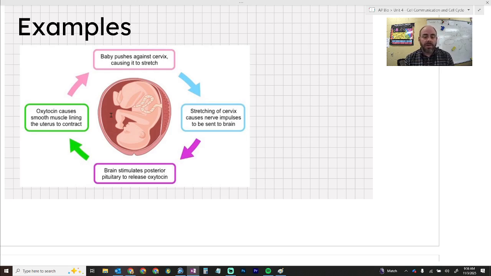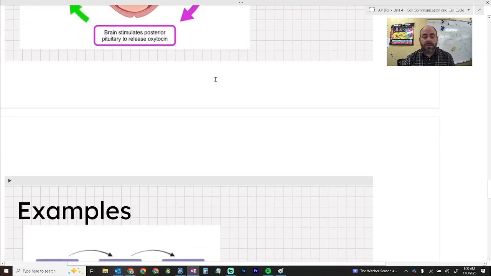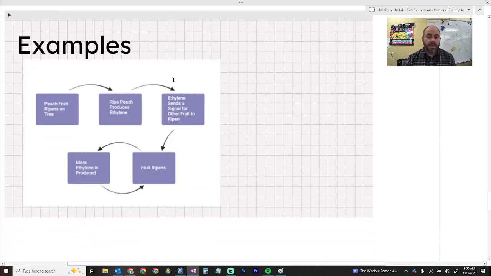the uterus to contract, which causes the stretching, which causes the brain to receive the information about the stretching, which causes the release of oxytocin, which causes the uterus to contract. This is a positive feedback mechanism. The product causes more of the process, right?